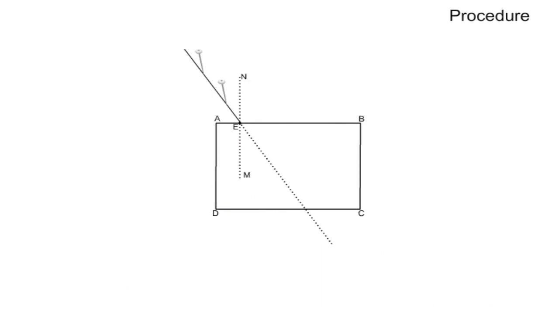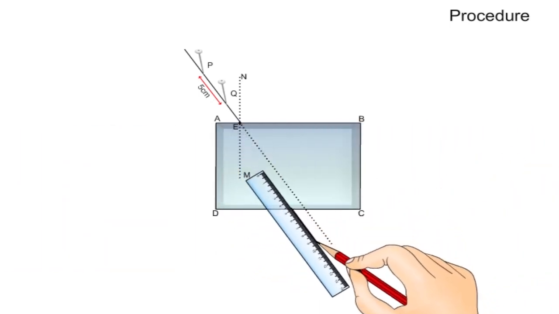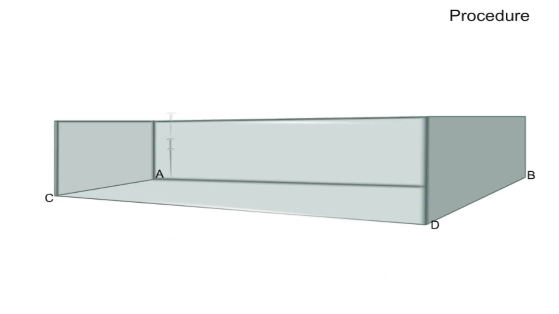Now, fix 2 pins P and Q on the line PE in an upright position by applying a gentle pressure with the help of thumb or forefinger, keeping distance between them about 5 centimeters, okay. Now, we will replace the glass block in its boundary ABCD and looking through side CD, we will locate the image of the pins P and Q, which will appear at P1 and Q1 respectively.